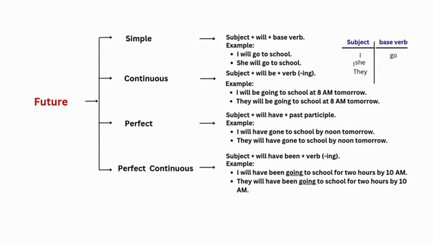They will have been going to school for 2 hours by 10 a.m. Here, they is the subject. Will have been is the auxiliary verb. Going is the main verb. To school is the object. For 2 hours indicates the duration of time. By 10 a.m. specifies the future time.